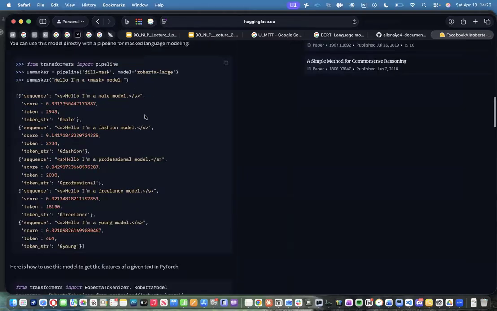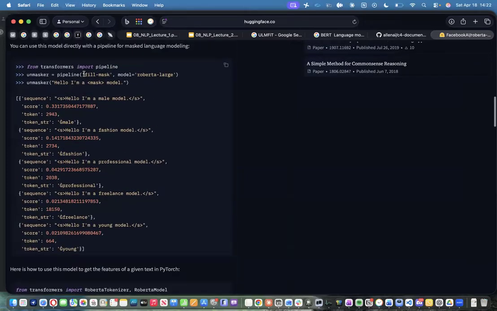So look at the example. You can see here, this is a fill mask model, RoBERTa large. You can see how the data is presented. Can you see that? And look at the sequence. You can see a male model. I'm a passion model. I'm a professional model. I'm a freelance model. I'm a young model. And you can see that each one has a score. Look at 0.33. You can see 0.1, right? And you can see 0.04. You can see 0.02. You can see 0.21.